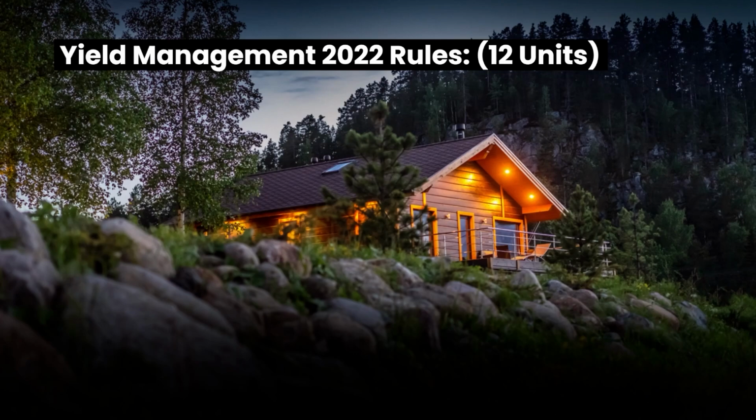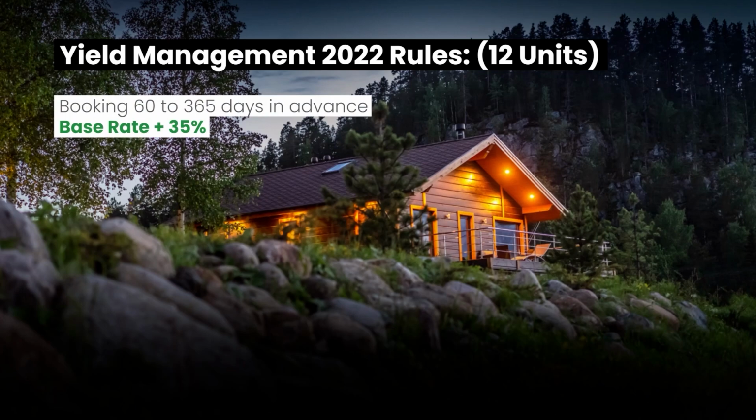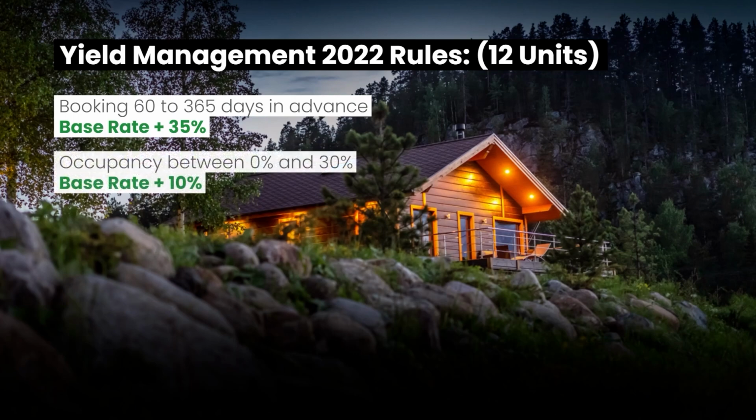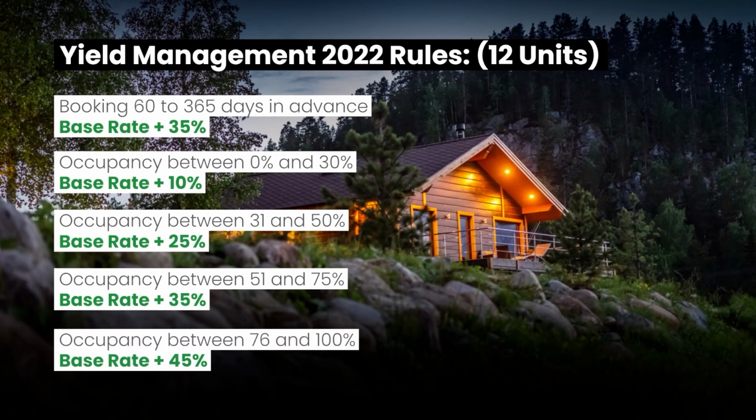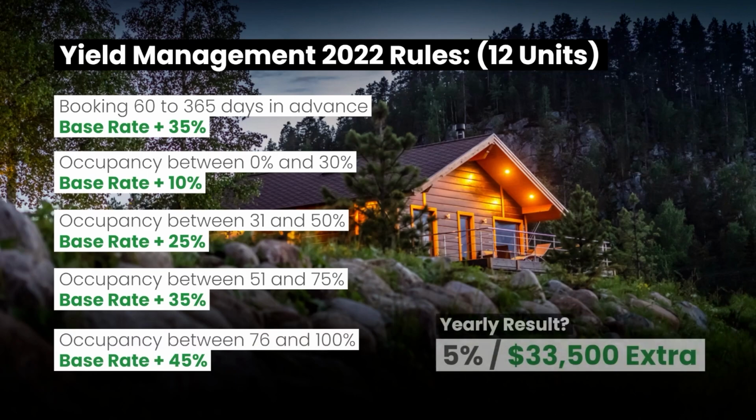Here's an example of another property that's using more intensive yield management rules. Last year, this property increased its rates for early birds who are booking 2 or more months out, which is kind of interesting. And then the other 4 rules are all relating to occupancy, marking up the base rate of all the rooms depending on how full the property will be at that time. Throughout the year, this property made over $33,500 off of yield management alone, representing 5% of their total revenue.